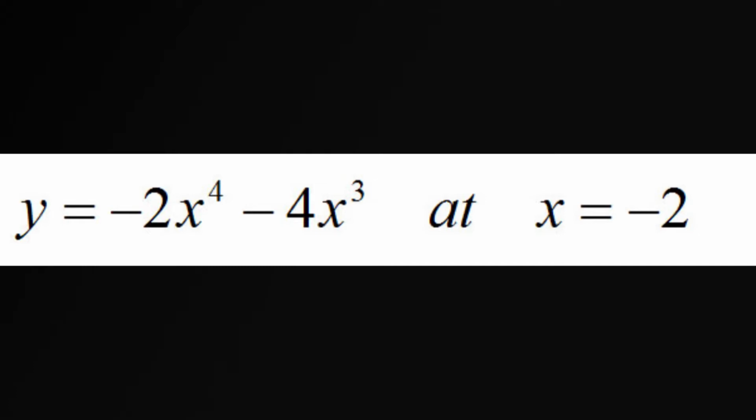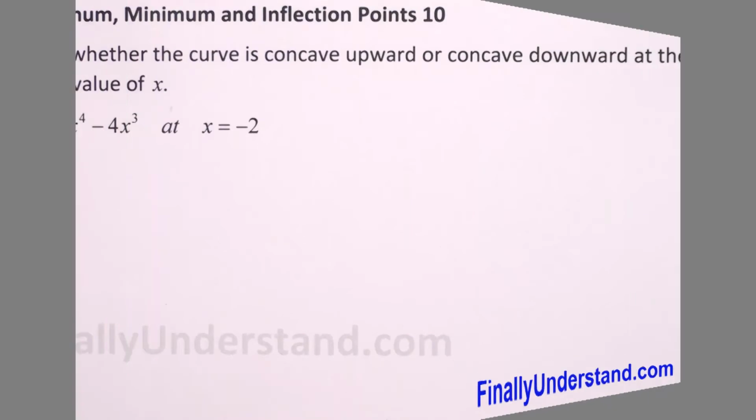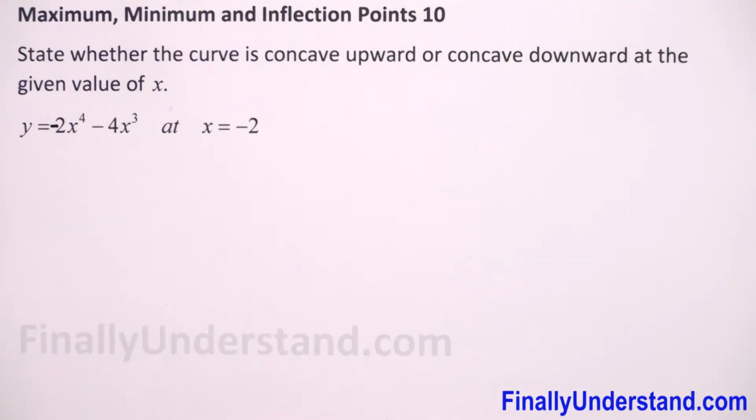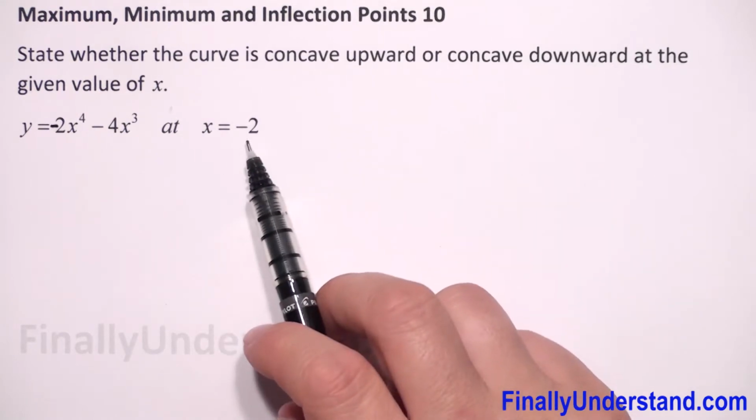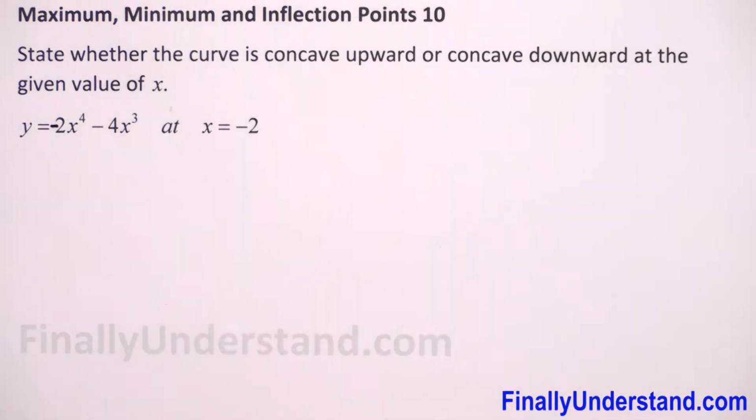We have to find if our curve is concave upward or concave downward at the given value. So we need to calculate the second derivative. It means first we have to find the first derivative and then the second. Next we have to calculate the value of the second derivative for x equals -2. When we get a positive number, it means our curve is concave upward. When we get a negative value, it means our curve is concave downward.